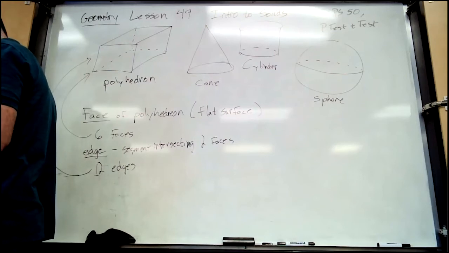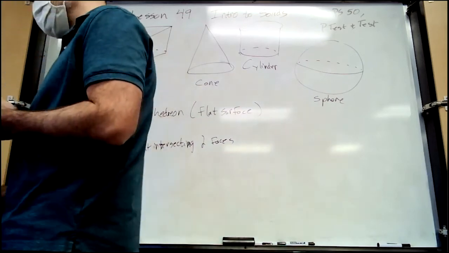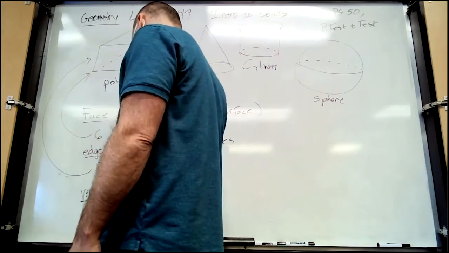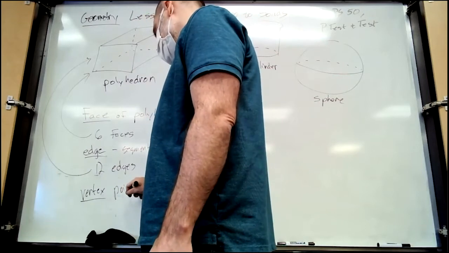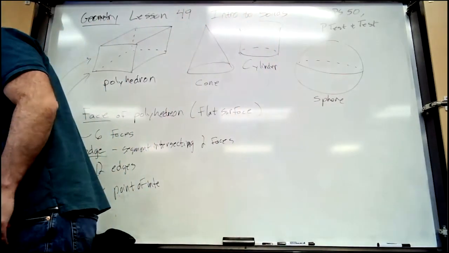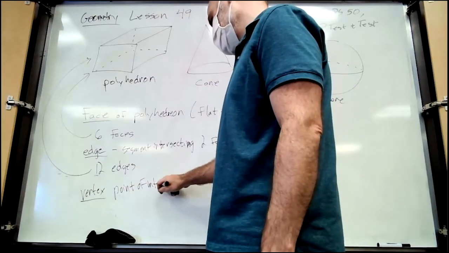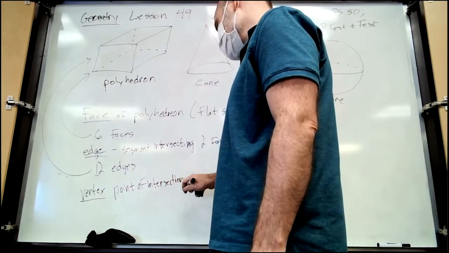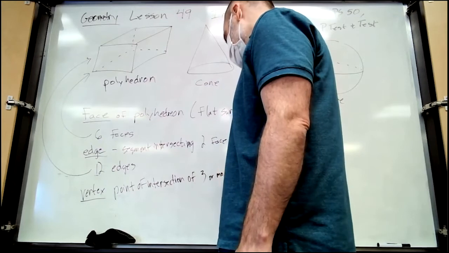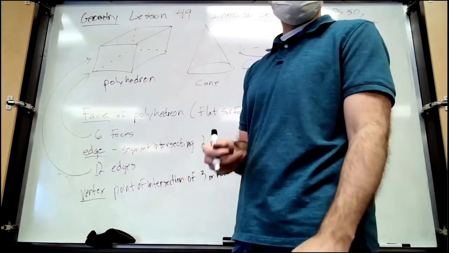A vertex of a 3-dimensional figure, it doesn't even have to be a polyhedron, is the point of intersection of 3 or more faces of a figure. So the vertex is the point of intersection of 3 or more edges or faces, basically. So it's got to be 3 or more. Never is there just one point that doesn't touch at least 3 faces.